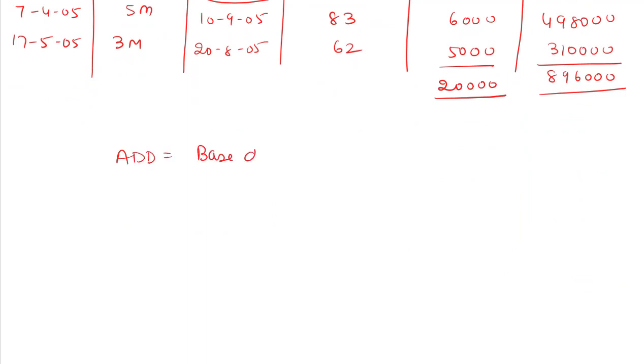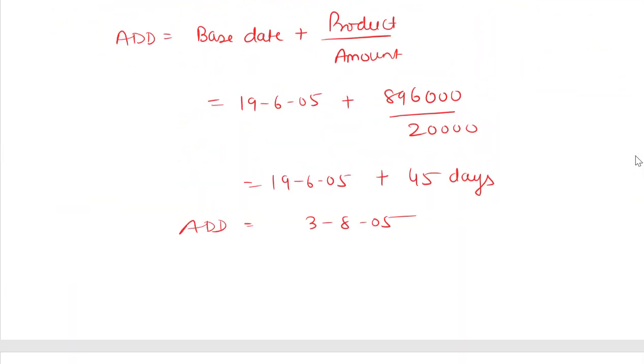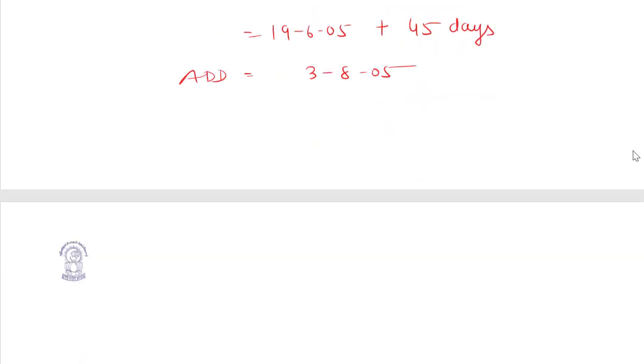Average due date equals base date plus product divided by amount. Base date 19/6/2005, product divided by amount, 45 days. So 3/8/2005 is the average due date.